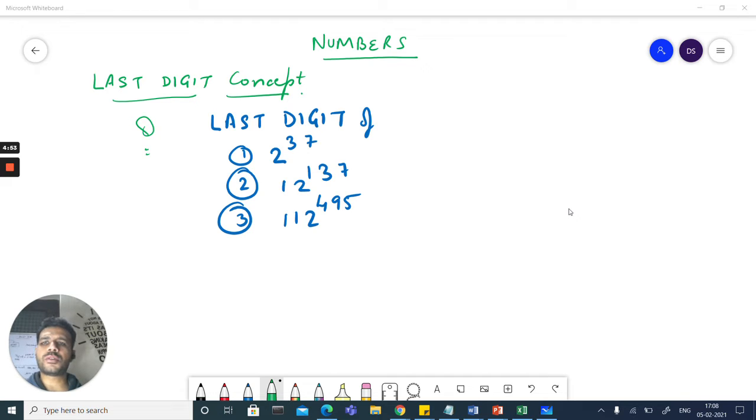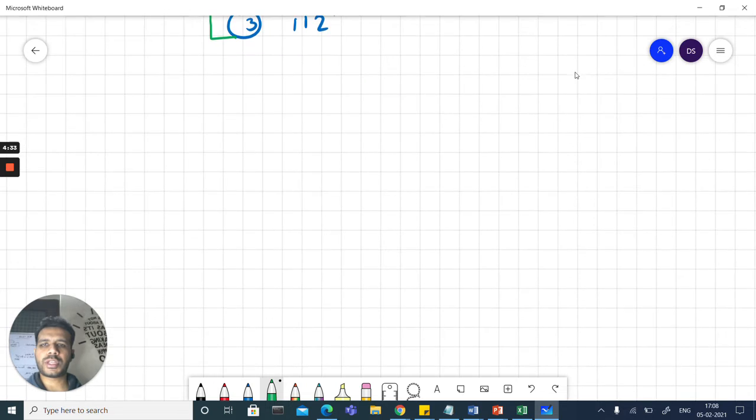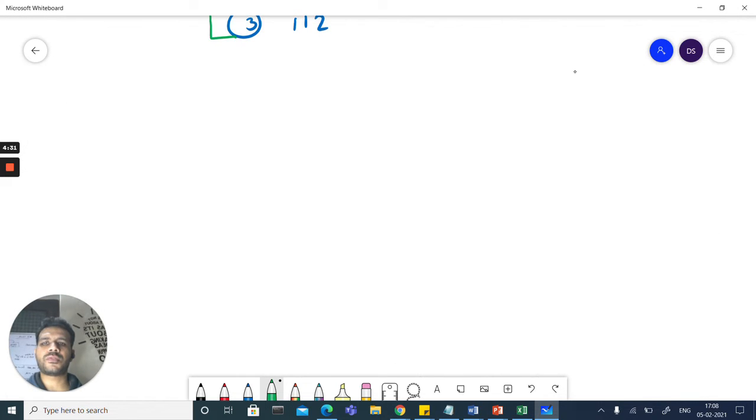Today we're going to talk about the last digit concept. Let's say a question comes and asks you what is the last digit when you have 2 to the power 37, 12 to the power 137, 112 to the power 495. We'll try to see how we get the answers for these questions. Let us come back to this, but before that, let's talk about what the concept of last digit is.